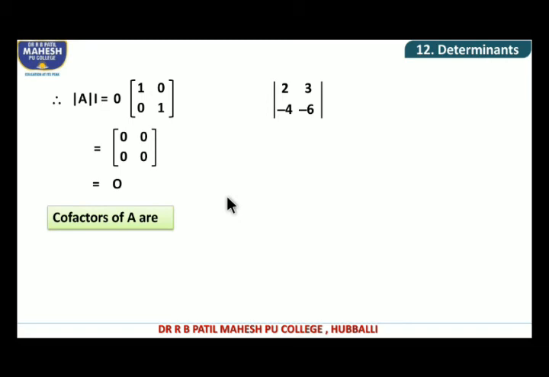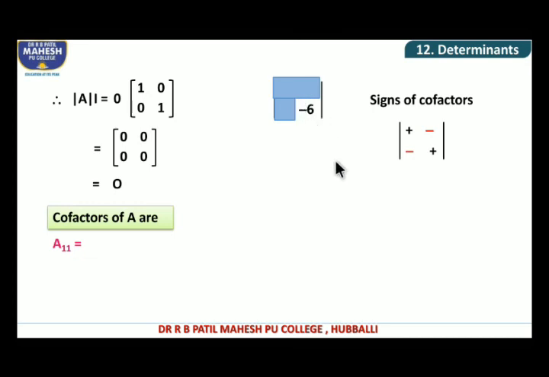Now to find out the adjoint of A, first find the cofactors of A. The signs of the cofactors are plus, minus, minus, plus, for a matrix of order 2. For A11 we have the sign plus, and this is the minor. Plus into minus 6 gives the cofactor, minus 6 only.